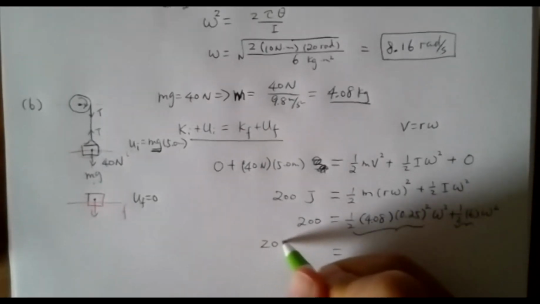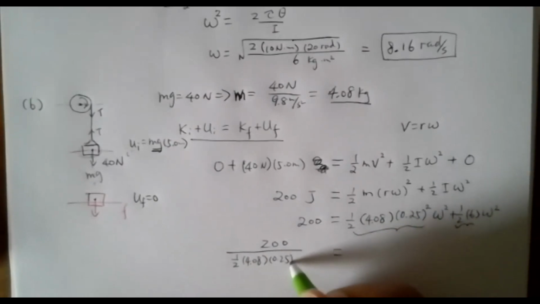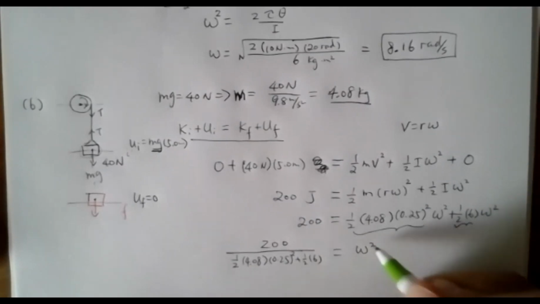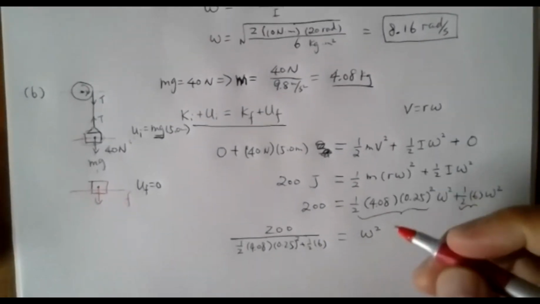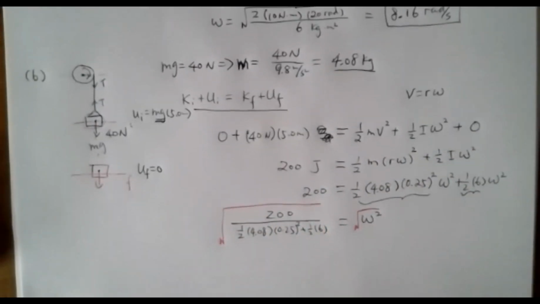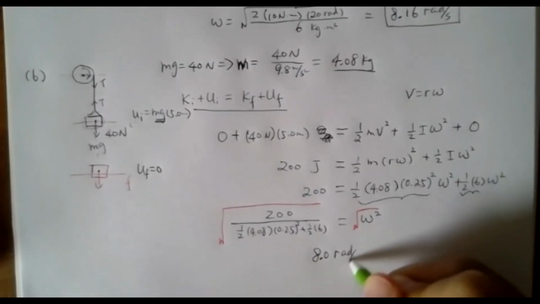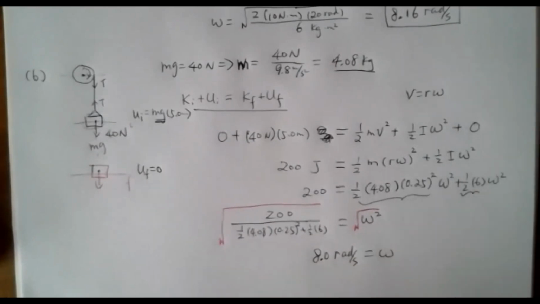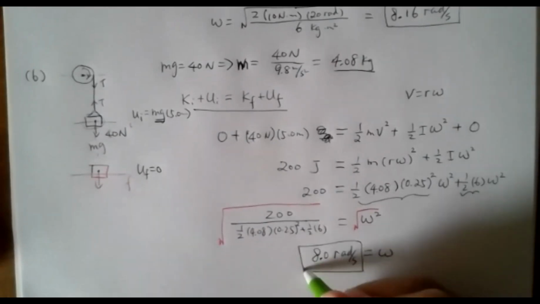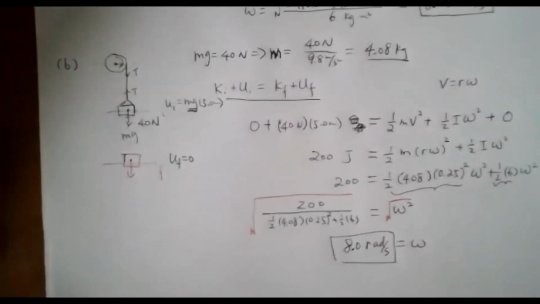So it'll be 200 on this side divided by this one combined plus that one: 1/2 times 4.08 times 0.25 square plus 1/2 times 6, which will be 3, equals omega square. Then you take the square root of that, and your answer should be about 8.0 radians per second, equals omega. All right, so that's the second part.